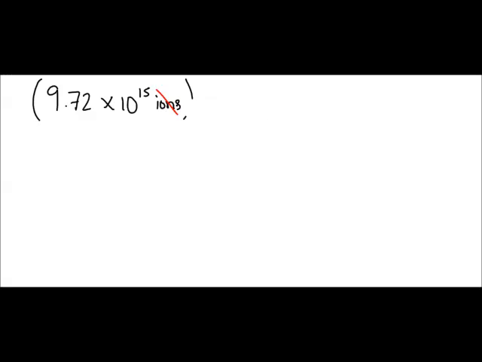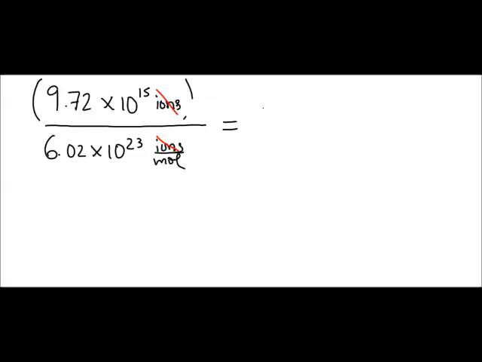We'll write Avogadro's number underneath the number of ions. And again, keeping those units to be, in this case, ions per mole. And now you can see clearly what's happening to the units here. The ions cancel out, and we have 1 over moles coming up to the top to give us an answer in moles. So now we just do the math.